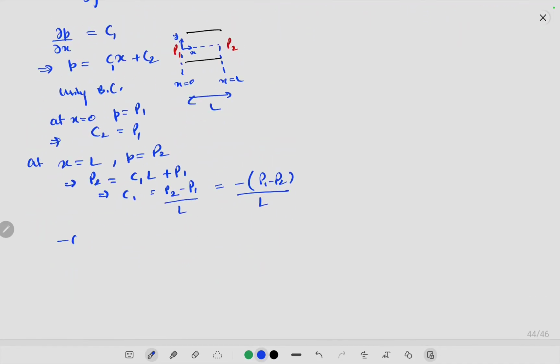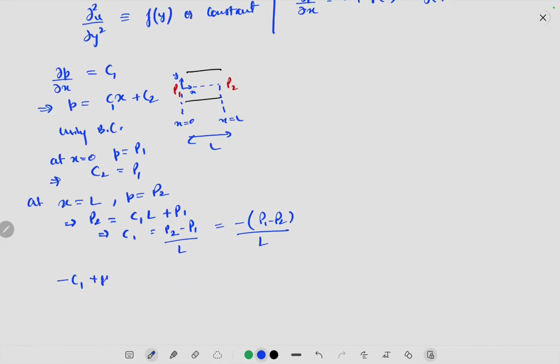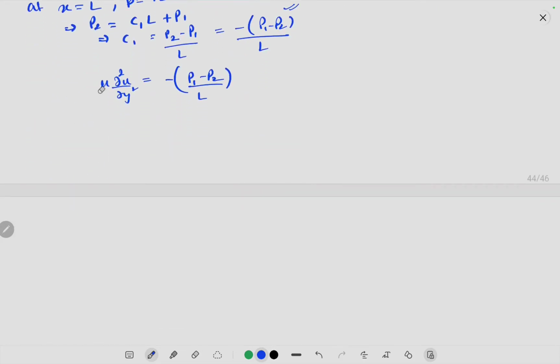So then minus c1 plus mu del square u by del y square equal to 0. I can take c1 on the other side, this will become c1. What is c1? c1 is minus P1 minus P2 by L. Now let's integrate this twice to get u as a function of y. So let's do it quickly. Let's take mu this side, this will become mu L. If I integrate it once, I'll get del u by del y equal to minus 1 by mu L. Let's call P1 minus P2 equal to delta P, so that we don't have to write it again and again. So this will be delta P.